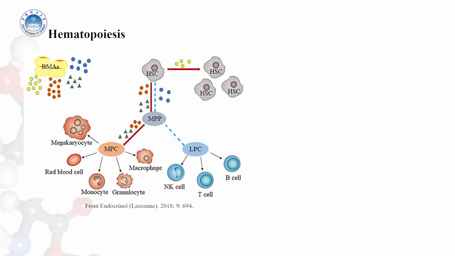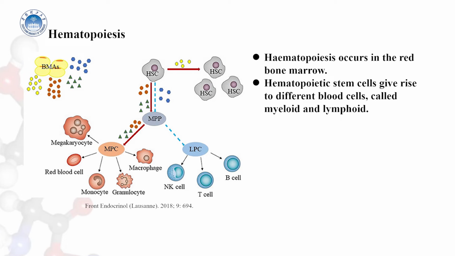Hematopoietic stem cells are the stem cells that give rise to other blood cells. This process is called hematopoiesis. This process occurs in the red bone marrow in the core of most bones. Hematopoietic stem cells give rise to different types of blood cells, in lines called myeloid and lymphoid. The myeloid and lymphoid lineages both are involved in dendritic cell formation.